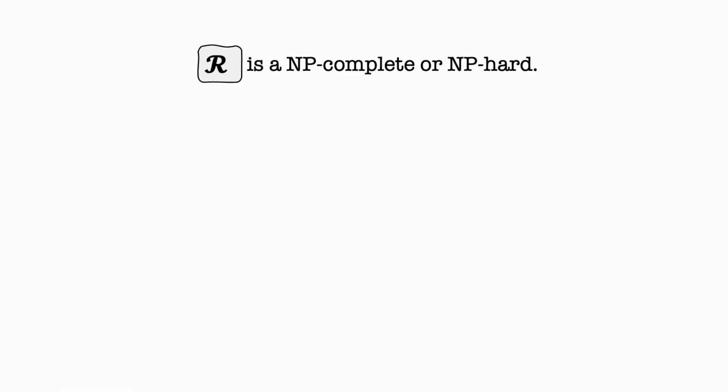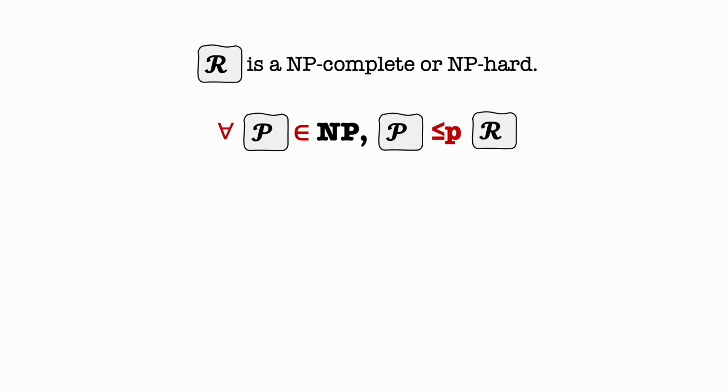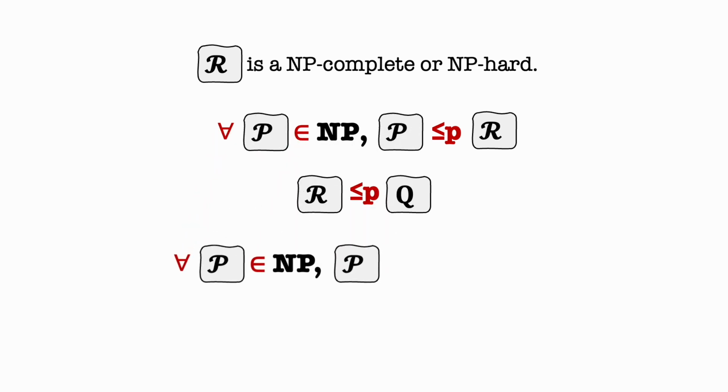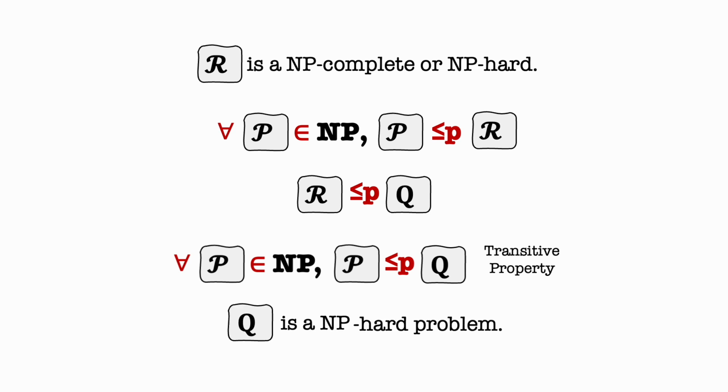Suppose we have a decision problem R which is already known to be NP-complete or NP-hard. This means that someone has already done the work to prove that all NP problems are polynomial time reducible to R. Now, if we can prove that R is polynomial time reducible to Q, then using the transitive property which we discussed earlier, since all NP problems are reducible to R and R is reducible to Q, then all NP problems are reducible to Q. This proves that Q is an NP-hard problem. Now, if Q is also in the NP class, in other words, if a polynomial time verification algorithm exists, then Q becomes an NP-complete problem.